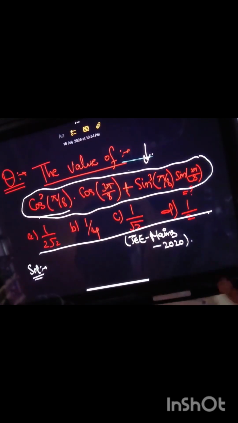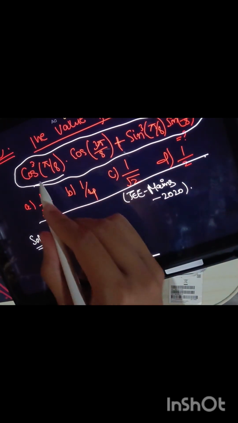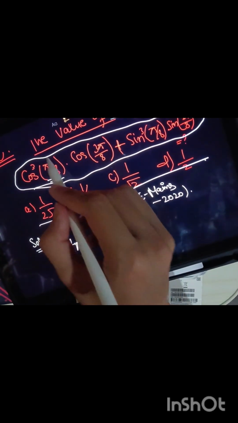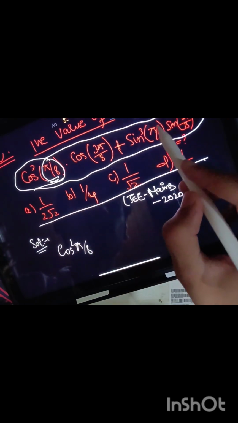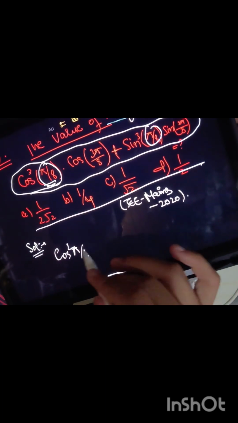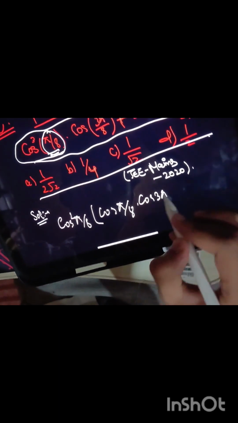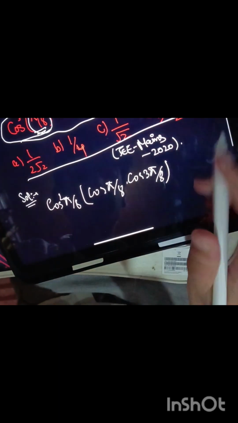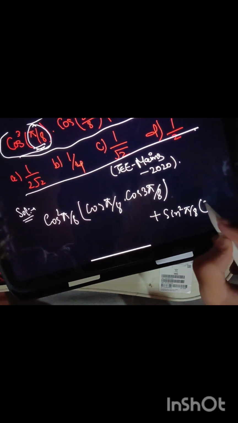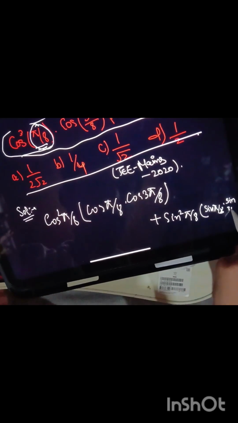First of all, the thing that clicks in our mind is that we will take cos square pi by 8 as common. As you can see, the angle here is theta in radians, and it is the same in both terms. So it becomes cos square pi by 8 multiplied by cos pi by 8 multiplied by cos 3 pi by 8. After that we will also take sin square pi by 8 common, so this will be sin pi by 8 multiplied by sin 3 pi by 8.